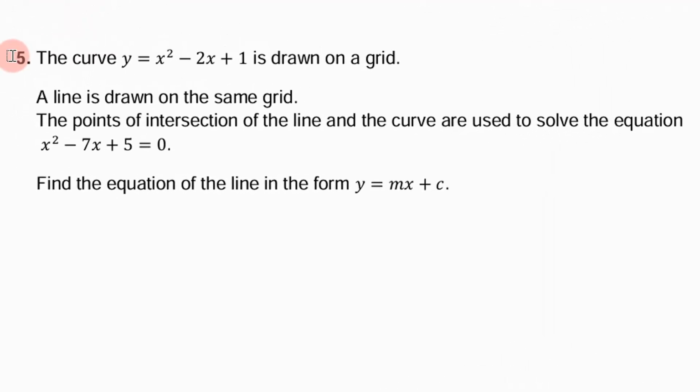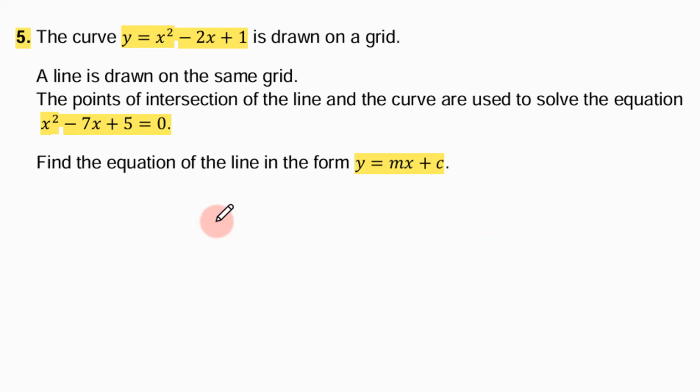So here's quite a challenging question on simultaneous equations. It says the curve y equals x squared minus 2x plus 1 is drawn on a grid. A line is drawn on the same grid. The points of intersection of the line and the curve are used to solve this equation. Find the equation of the line in the form y equals mx plus c. So where do we start?